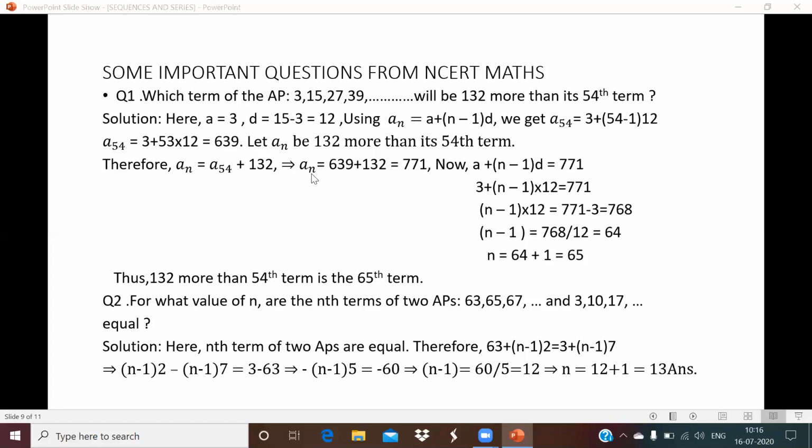And the formula of an, which is the nth term, is a plus n minus 1 into d, in which we know the value of a and the value of d. Let us replace 3 on the other side, and by simplifying it we are getting the value of n, that is 65. And the answer is the 65th term is 132 more than the 54th term.